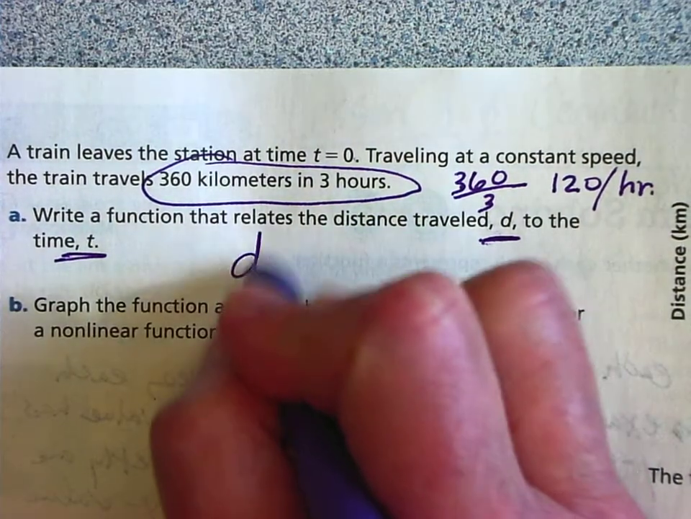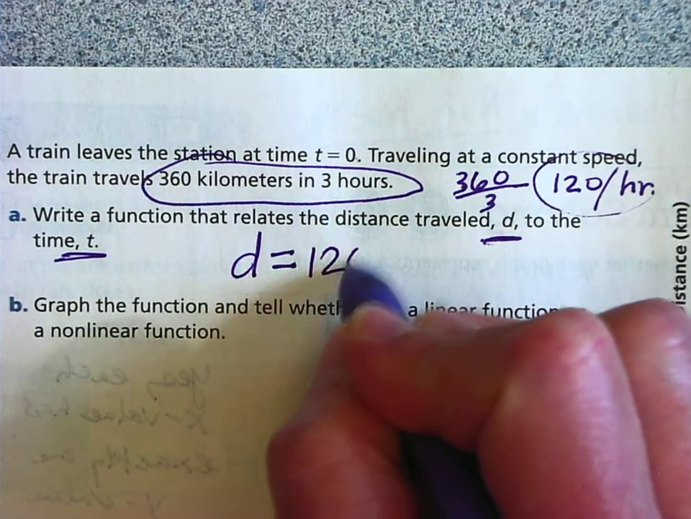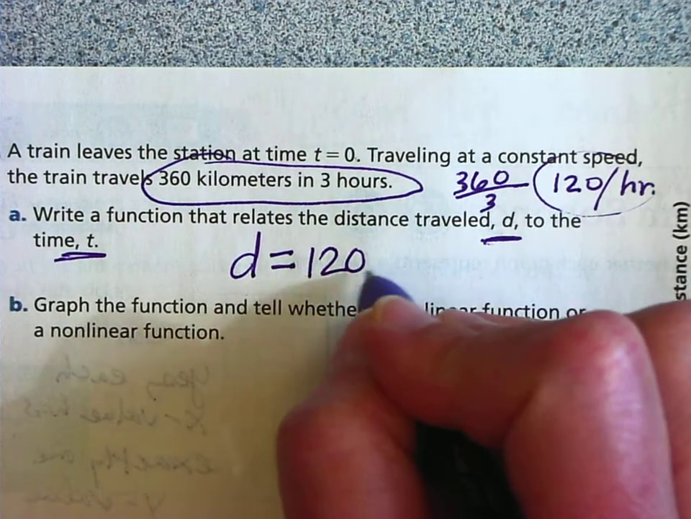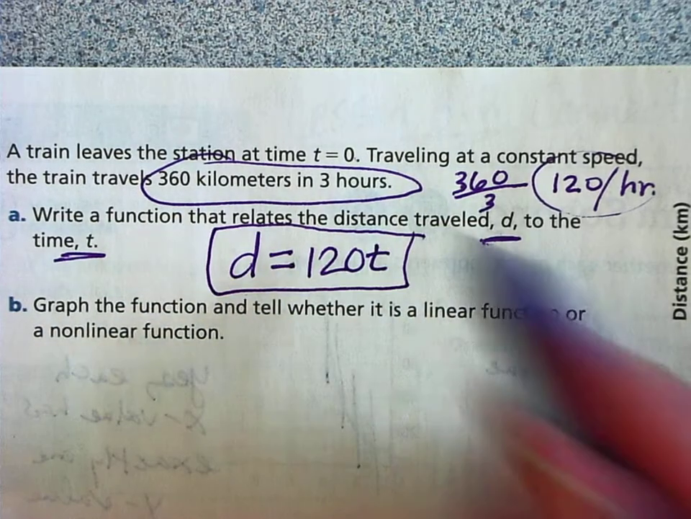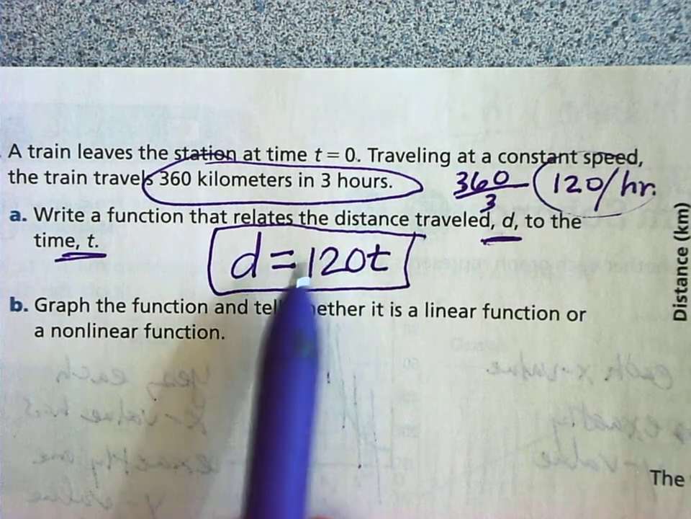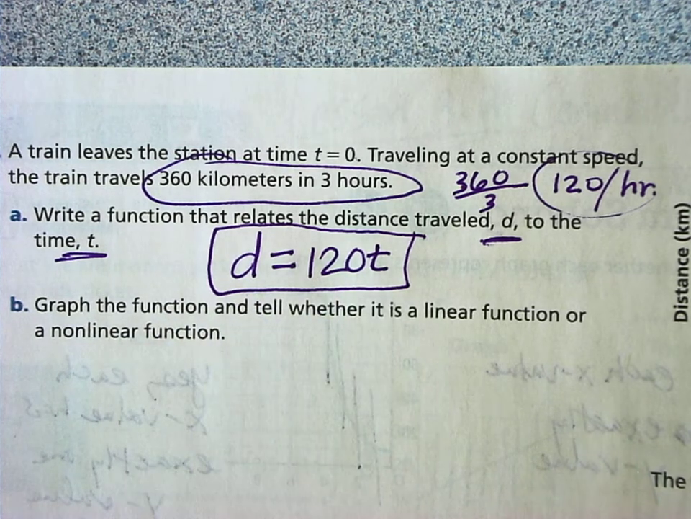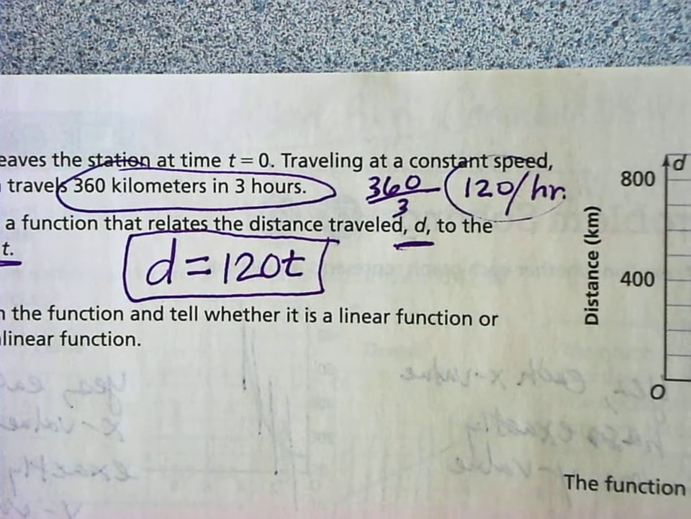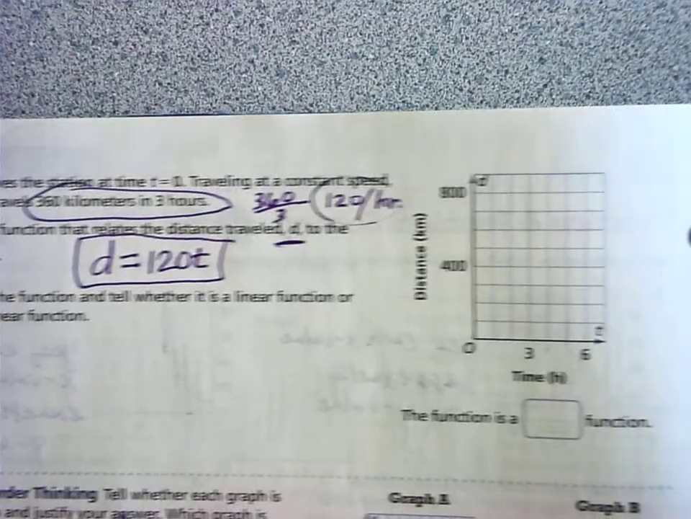All right, folks, the distance is going to equal 120 kilometers per hour times the time. So that would be your slope. And instead of y and x, we're using distance and time. Now let's graph it and tell whether it's a function or not.